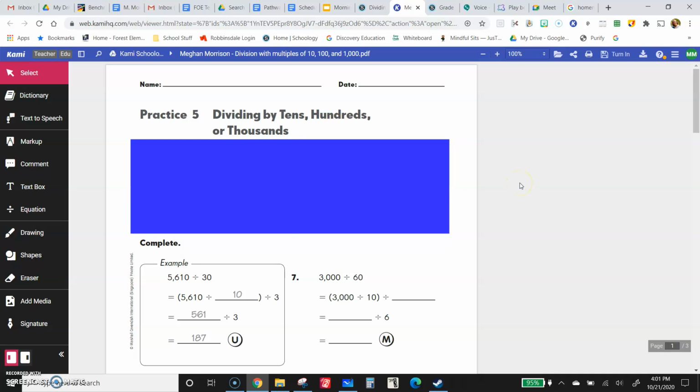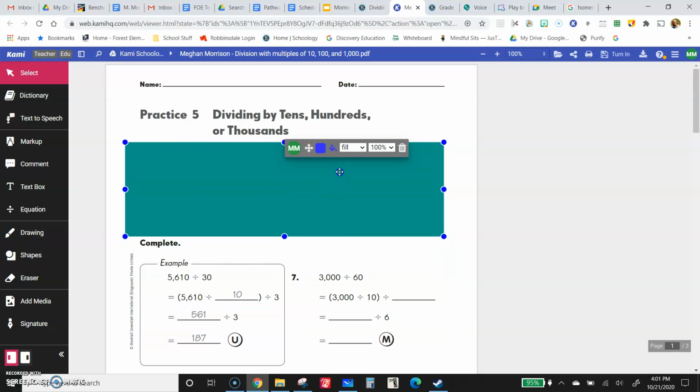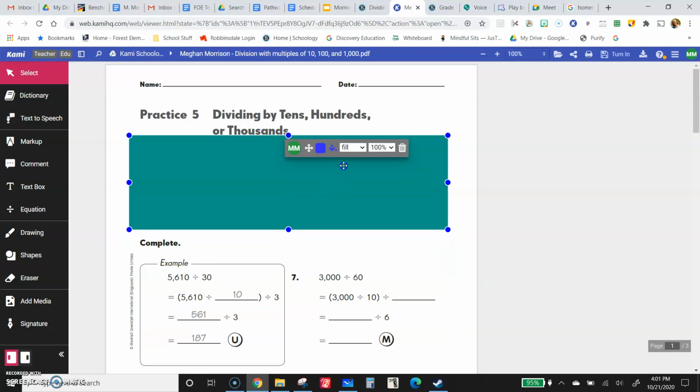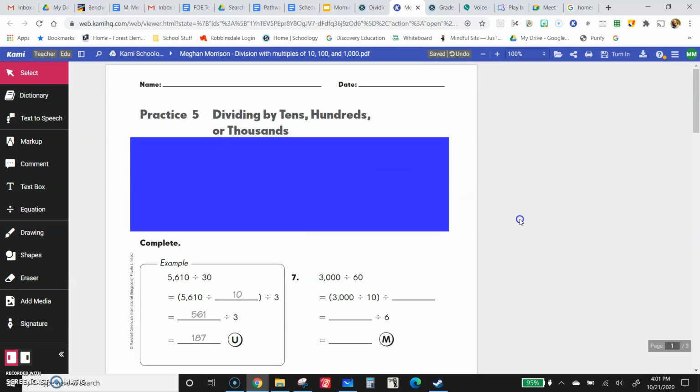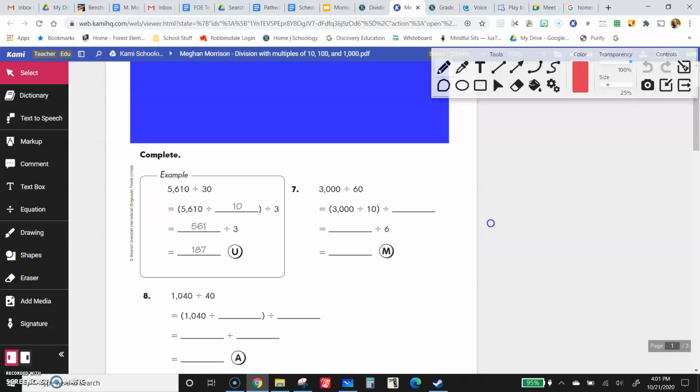Note that this blue box is supposed to be here. It's just covering up dividing by 10, which we've already done. So we don't want you to have to do more work than necessary. So that is why that is there.